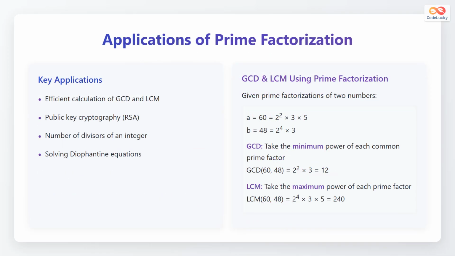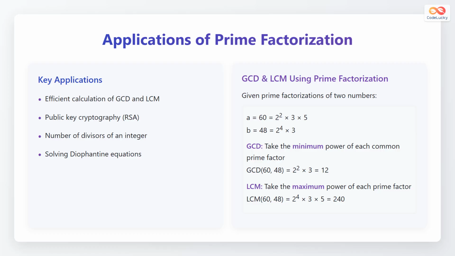Now let's explore the key applications of prime factorization. Prime factorization has several key applications, including the efficient calculation of greatest common divisor and least common multiple, public key cryptography such as RSA, determining the number of divisors of an integer, and solving Diophantine equations.